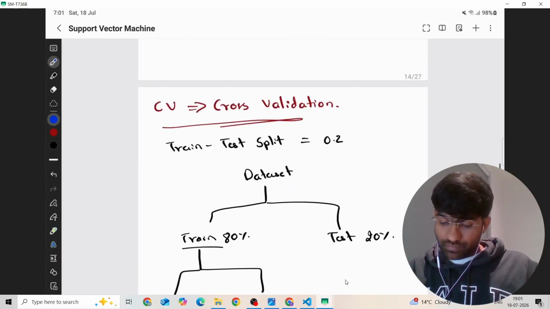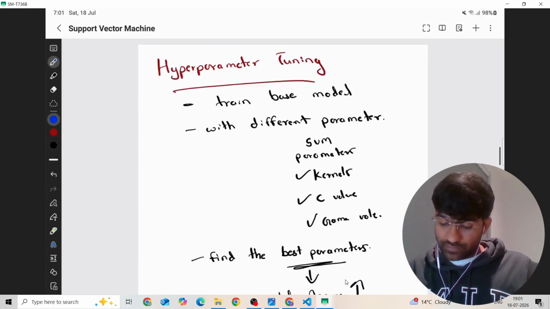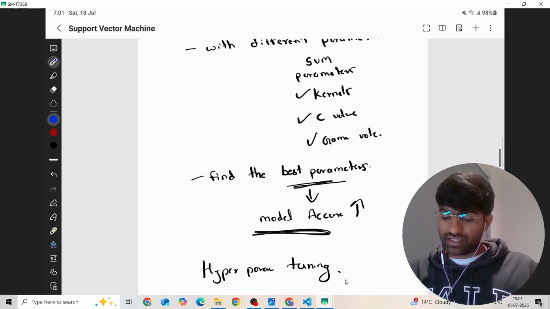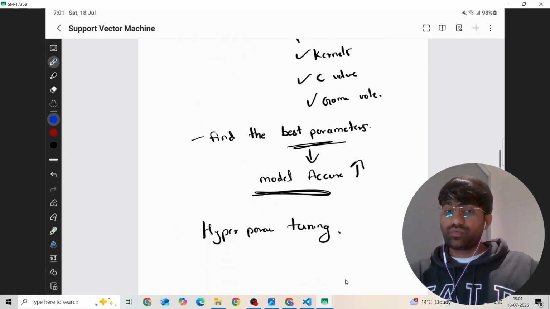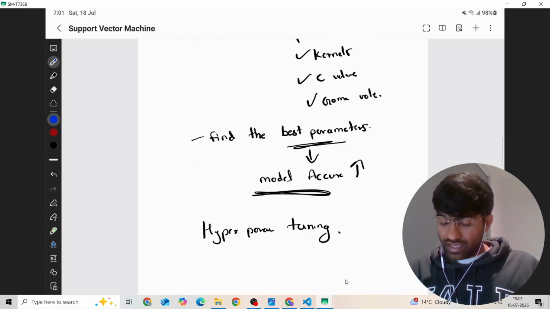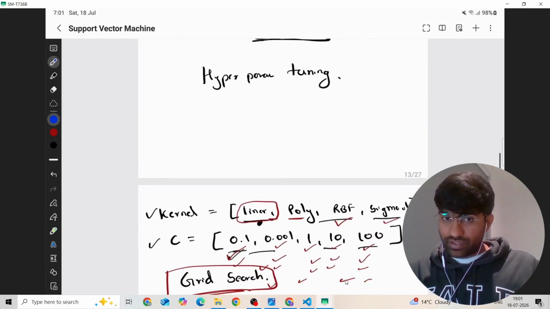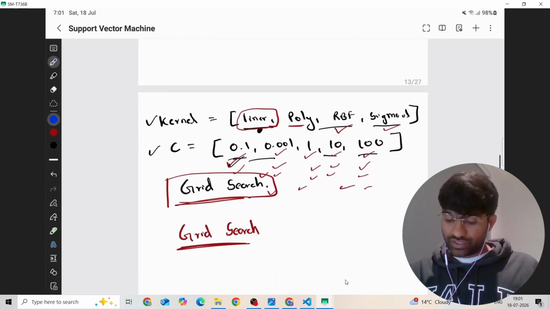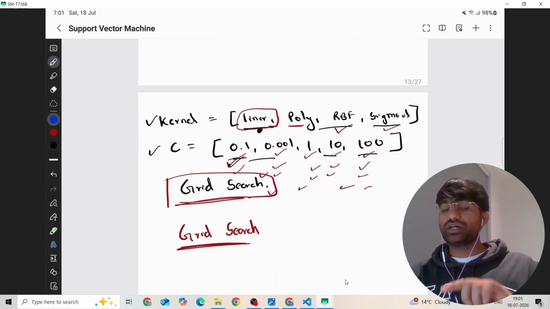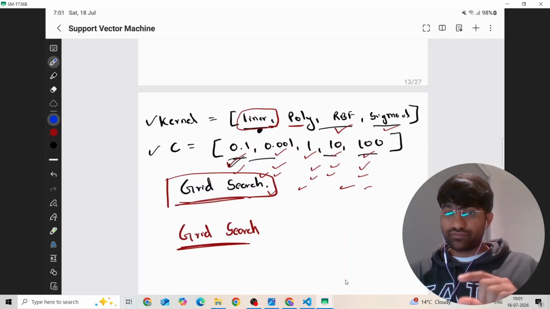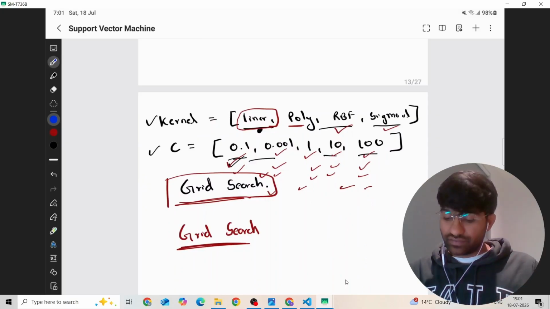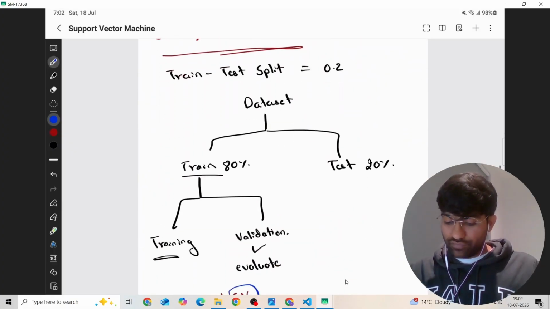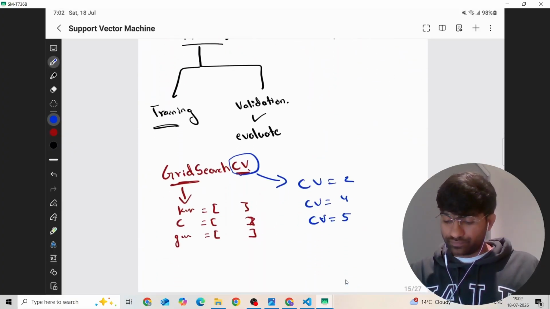This is the hyperparameter tuning you have to understand. Hyperparameter tuning: train the base model with different parameters and find the best parameters where the model accuracy is high. And this is known as hyperparameter tuning. And what is grid search? You have to specify the grid which the model has to search and do the training on different parameters. You have to specify the different parameters, that is grid search. And cross validation equal to 5 means for every training it will evaluate.